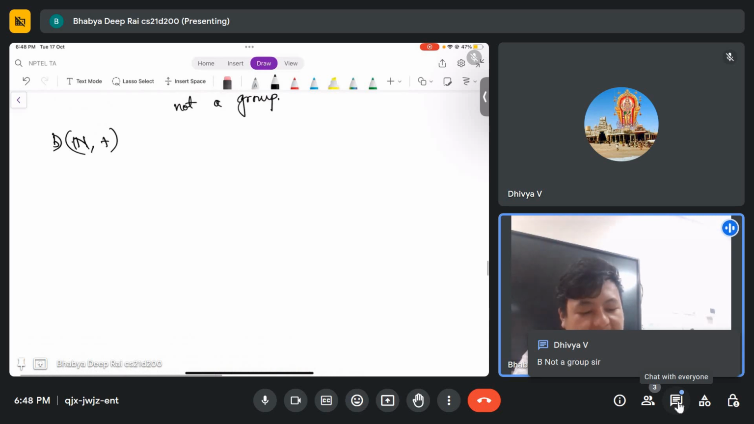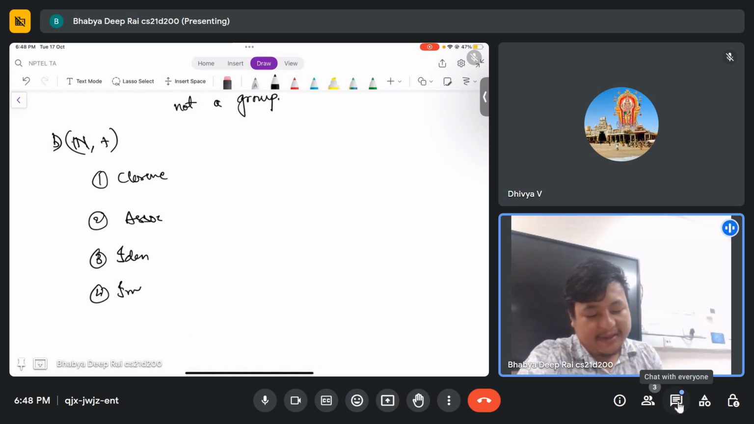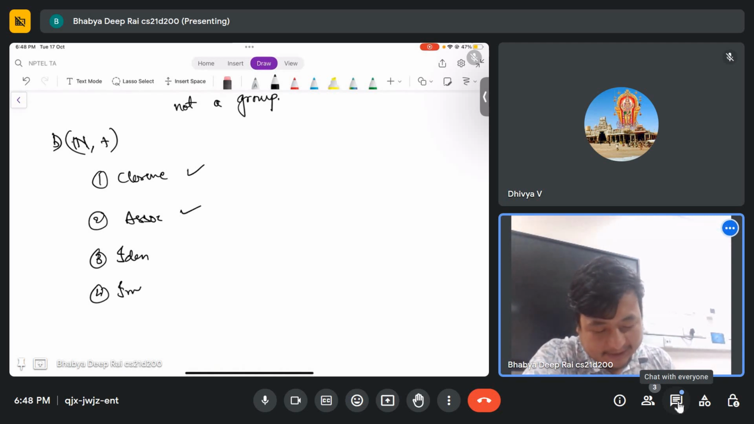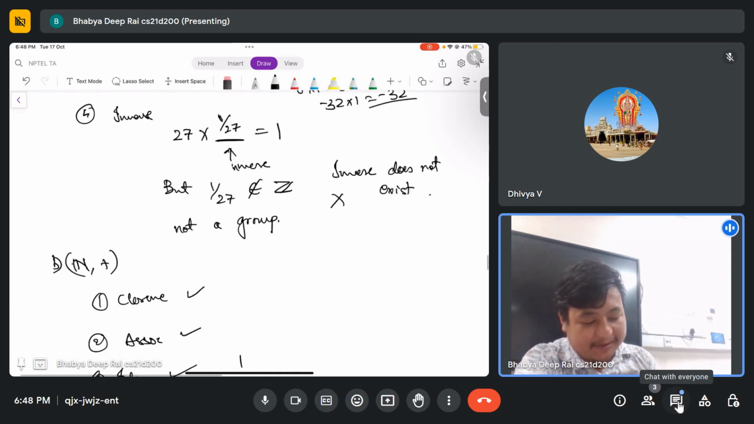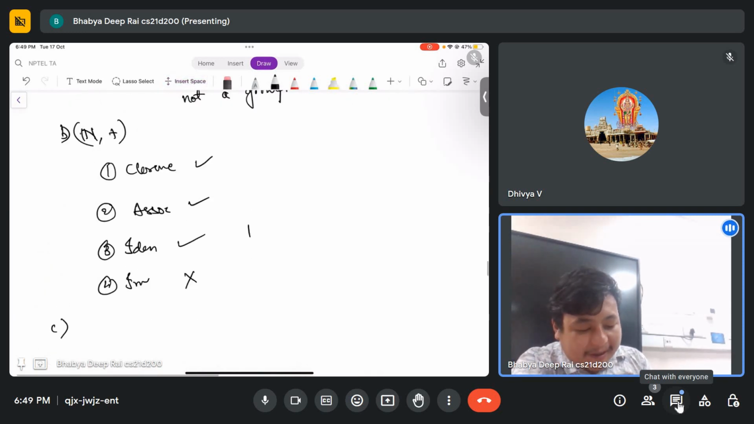Not a group. Okay, Divya. Good. Let's see. Closure, associativity, identity, inverse. Closure: if you add two natural numbers, you'll get a natural number, so it is true. Associativity is also holding; it's simple addition that we do. It always works. Identity is also holding, because 1 is present, but it loses out in the inverse. Yeah, right, Divya, that's correct. Similar arguments will follow, and this is not a group.